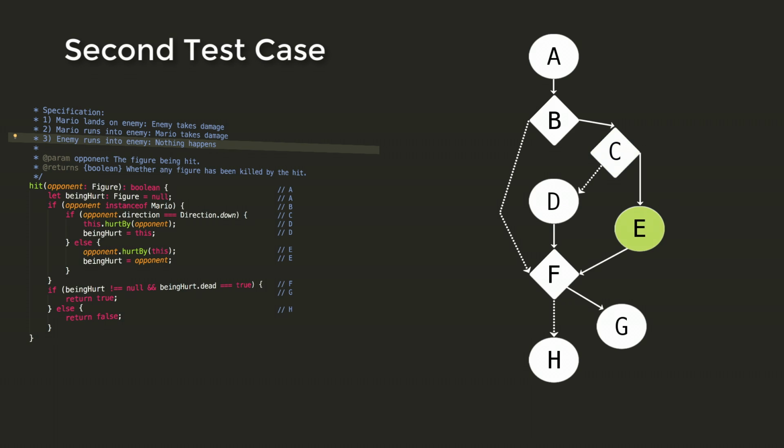In this case, Mario is the one who takes the damage from the turtle, and being hurt gets set to Mario himself. Now when we flow into the if statement in block F, something different happens. So here, being hurt is not null once again, but being hurt.dead is not true, because Mario was in state big, so he survives, and we flow into block H, executing the else statement.